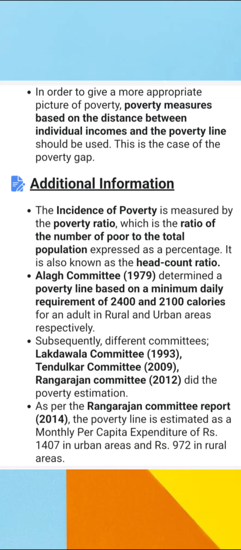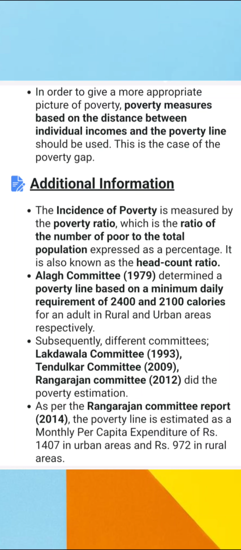Additional information. The incidence of poverty is measured by the poverty ratio, which is the ratio of the number of poor to the total population expressed as a percentage. It is also known as the head count ratio. Alagh Committee, 1979, determined a poverty line based on a minimum daily requirement of 2,400 and 2,100 calories for an adult in rural and urban areas respectively.